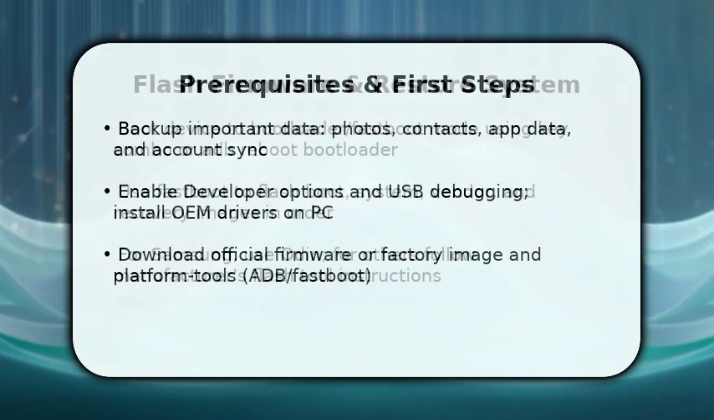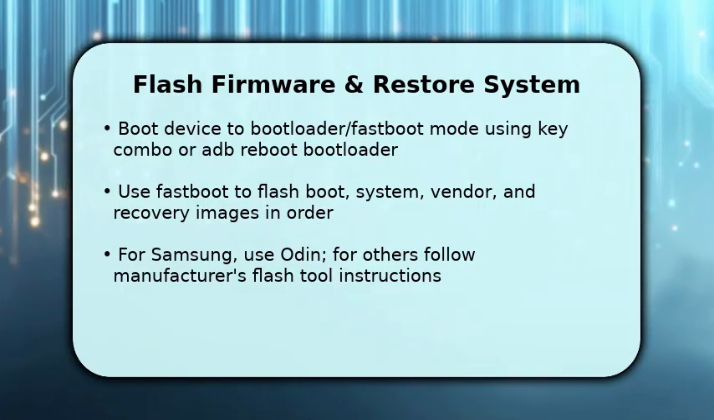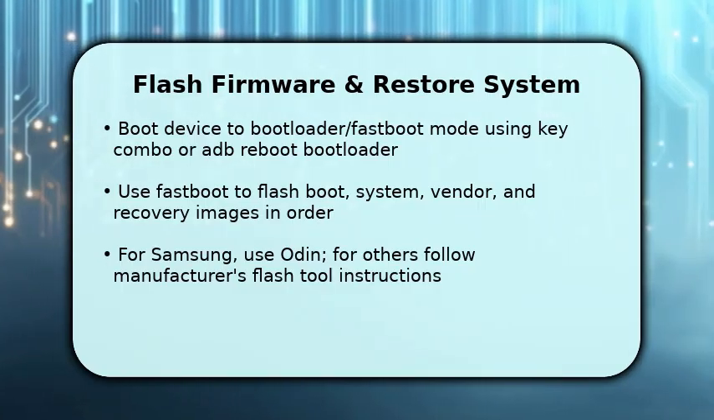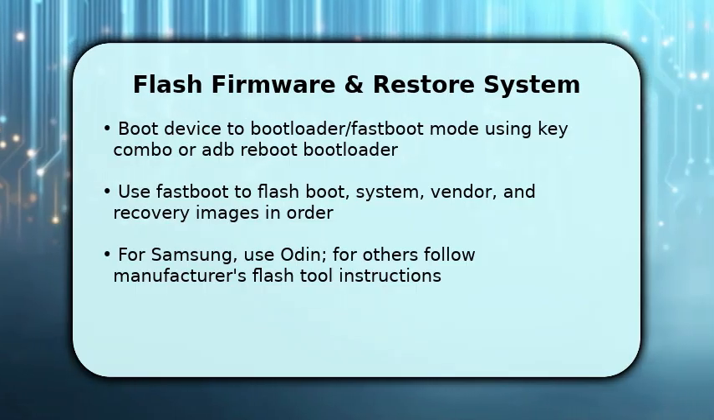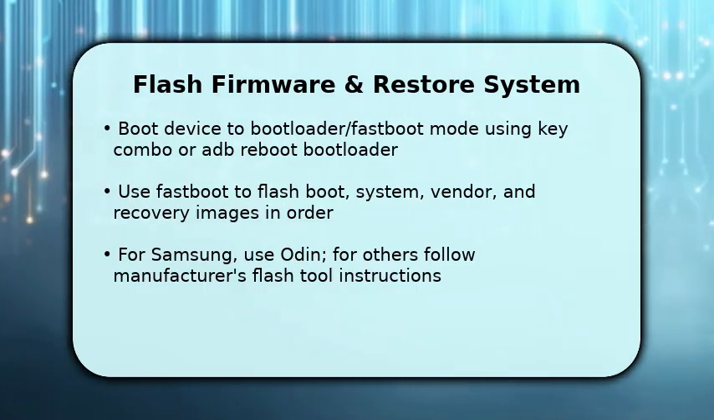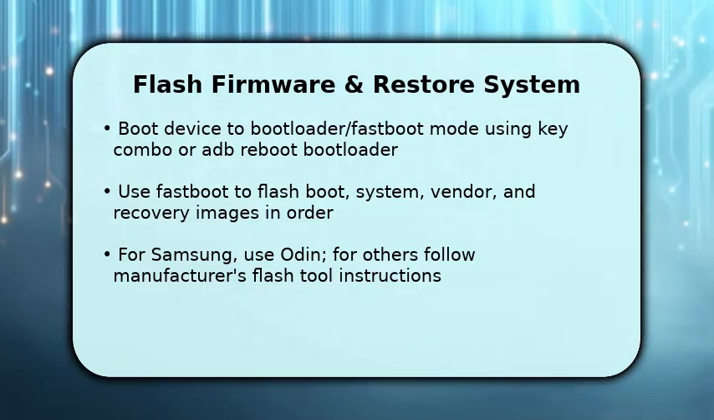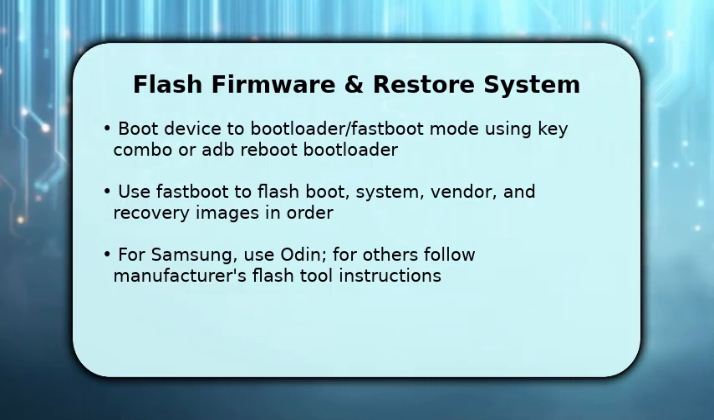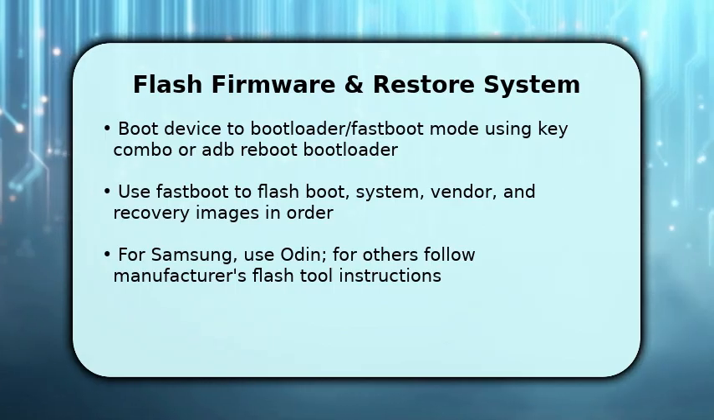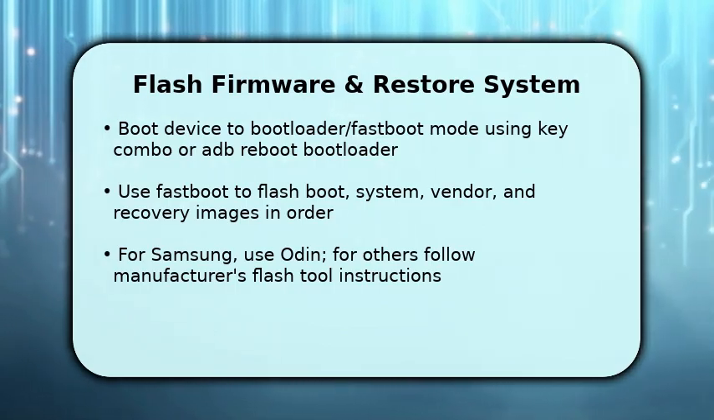Because mismatched files cause problems, with files ready, boot the phone into bootloader or fastboot mode. You can also run adb reboot bootloader if USB debugging works. Next, connect to the PC and verify fastboot devices lists the phone. Use fastboot commands to flash images in sequence: boot, system, vendor, and recovery, because proper order prevents bricking.